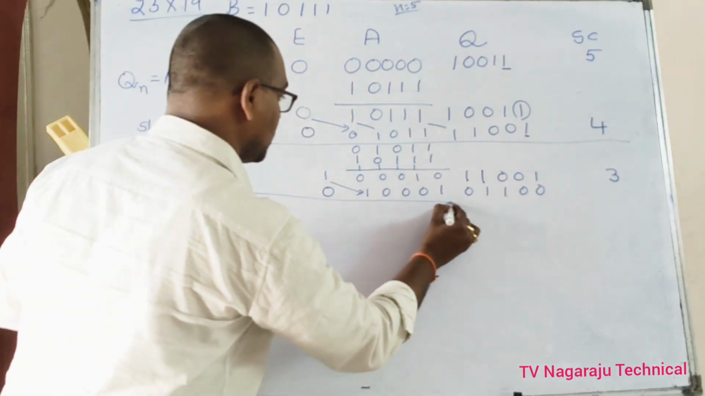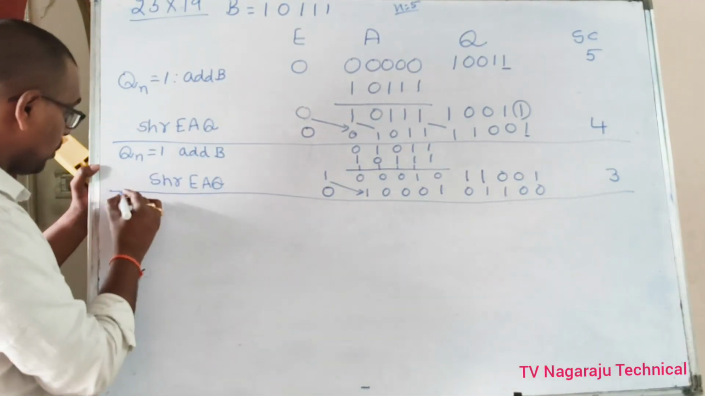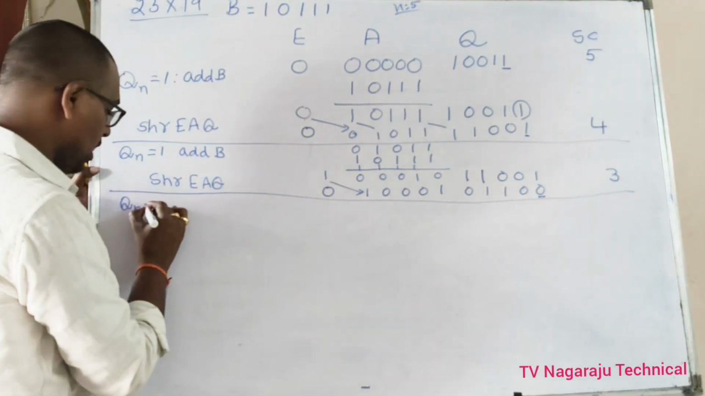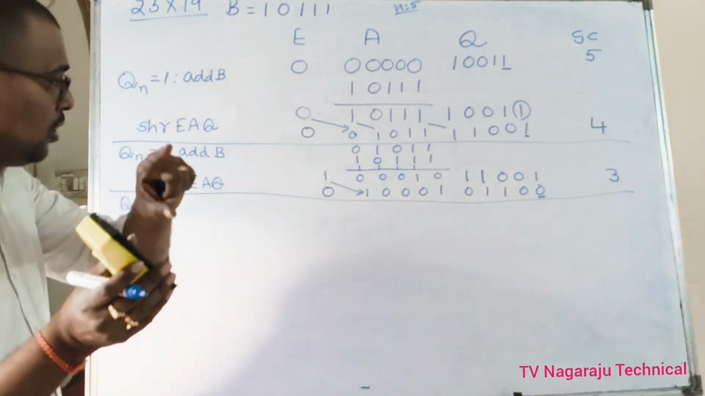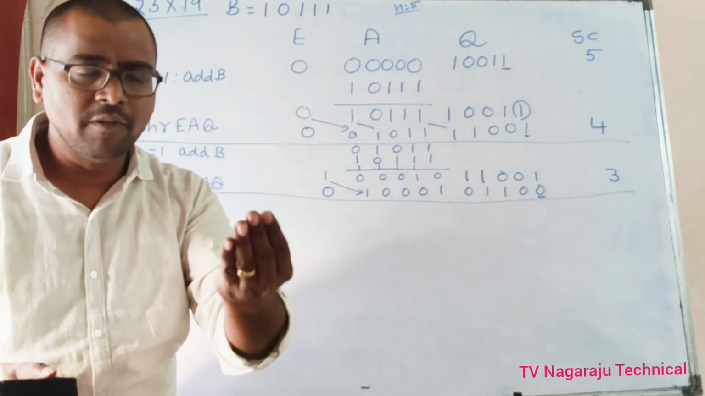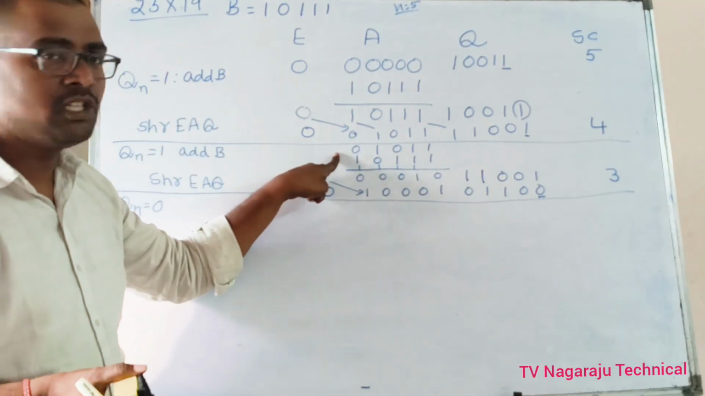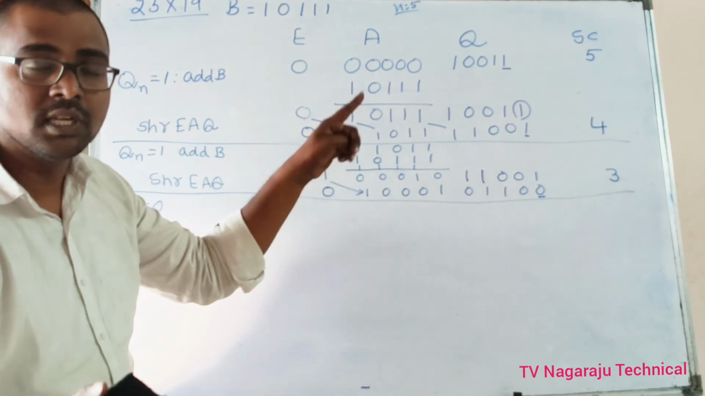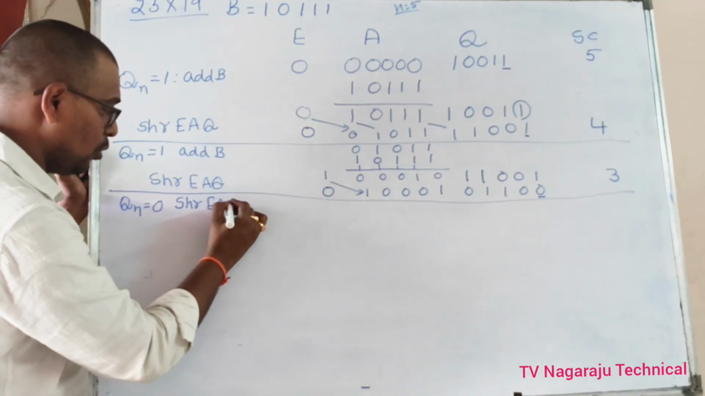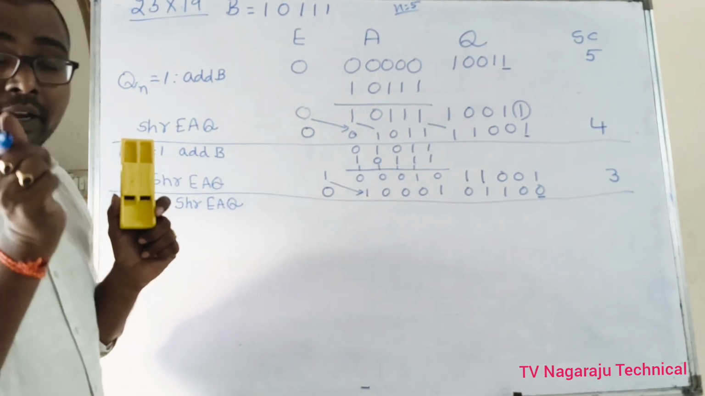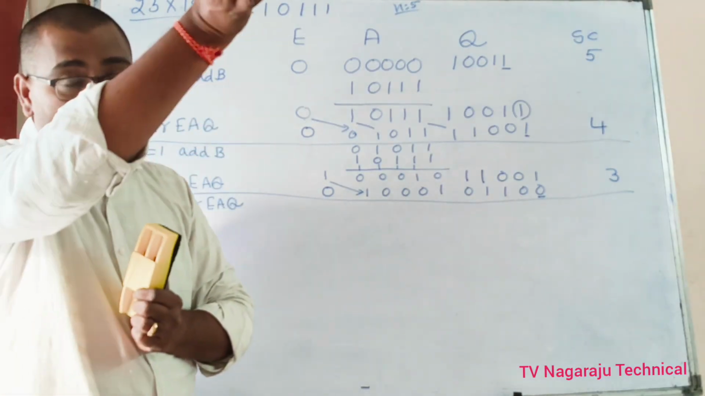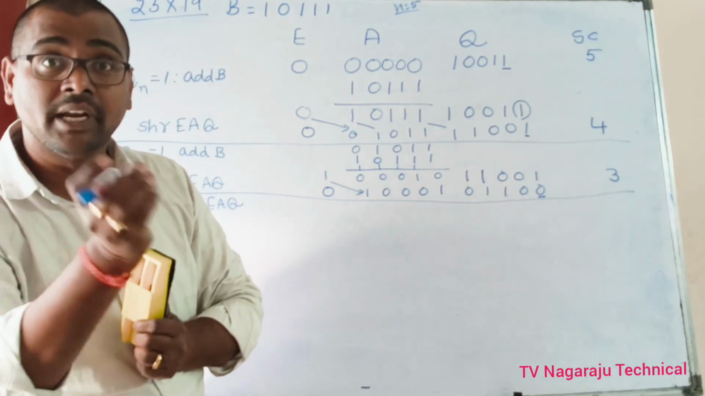So my second iteration is also completed. Now check the Qn value. What is the Qn value? 0. If Qn is equal to 0, now understand, no need to do addition. Why? Even if it is 0, we are adding all zeros. What is the use of adding all the zeros? That is the reason. If it is 0, we simply do the shift right operation. For every iteration, shift right is compulsory. Why? To make the exact position additions.